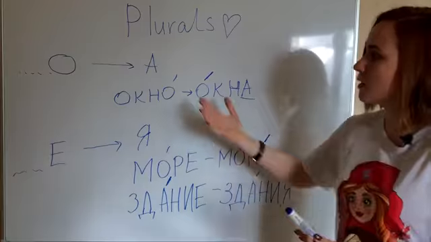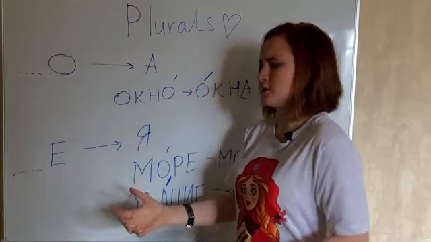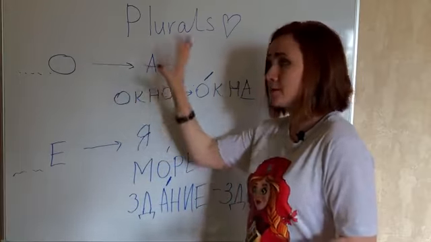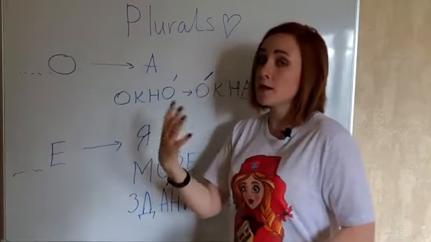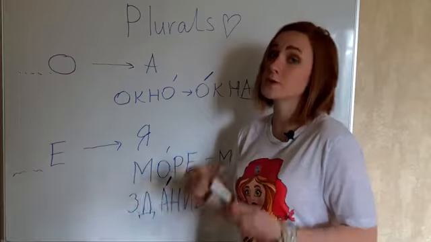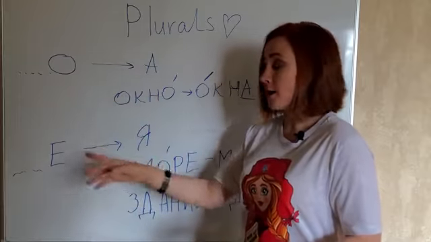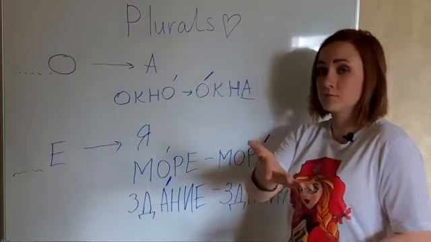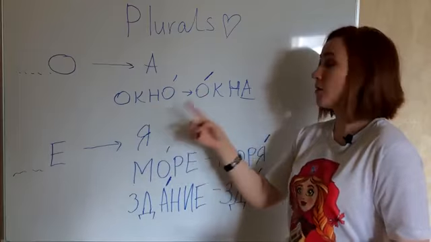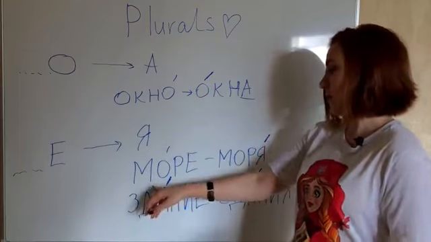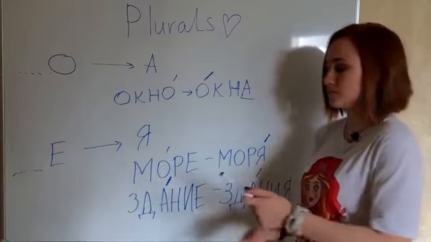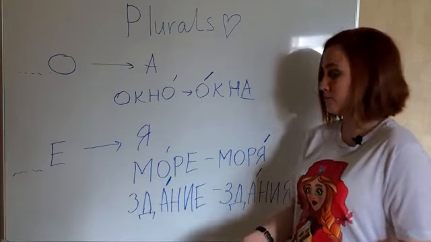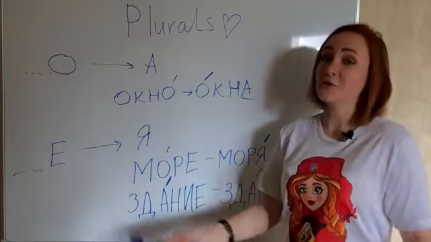And again, you feel the logic here. O is hard, right? A is hard. So again, hard stays together. And ye is soft, goes to softer ya. O, A, ye, ya. So again, окно, окна. Your turn. Окно, окна. Море, моря. Здание, здания. Okay, I hope you got it.